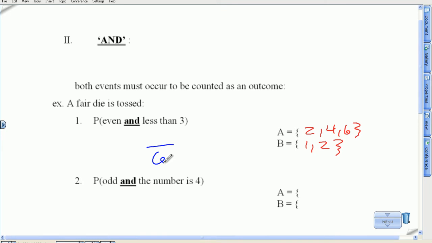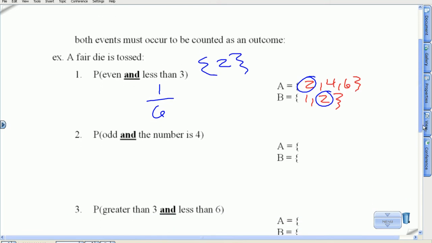Well, how many numbers appear in both lists? I have a 2. That's it. So, there's only one number that is less than 3 and also even at the same time when rolling a die, and that is the number 2. That is the only outcome that satisfies both parts of this probability.